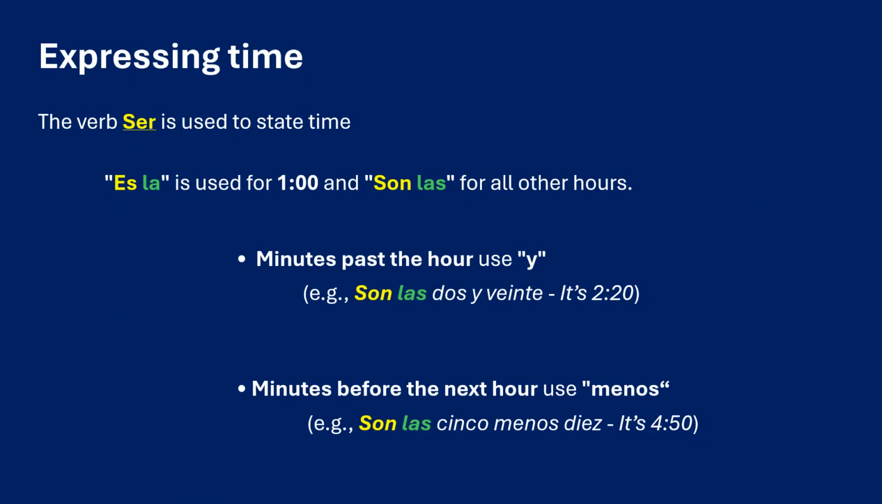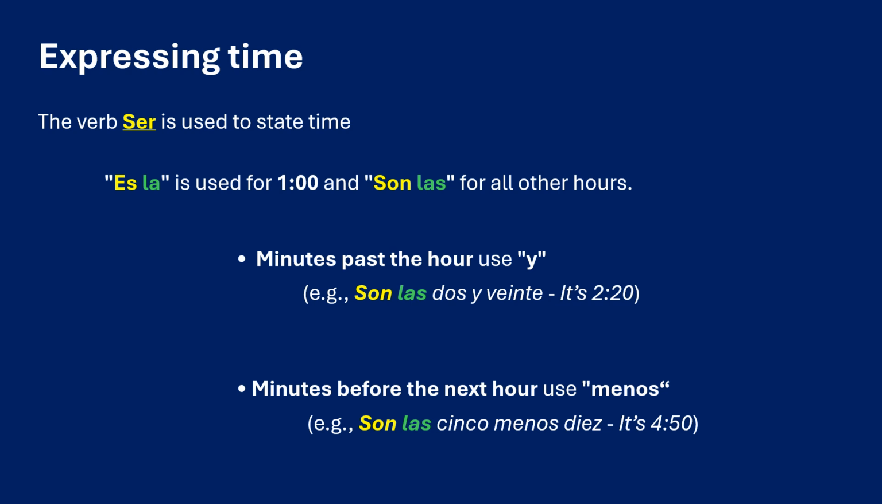Expressing time in Spanish, like any other language, is a critical component to understanding the language. It's important to be able to talk about time in order to discuss appointments, meetings, or simply to be somewhere in a timely fashion. In Spanish, we use the verb ser in order to state time. Ser is conjugated in one of two ways depending on the context in which it's being used.